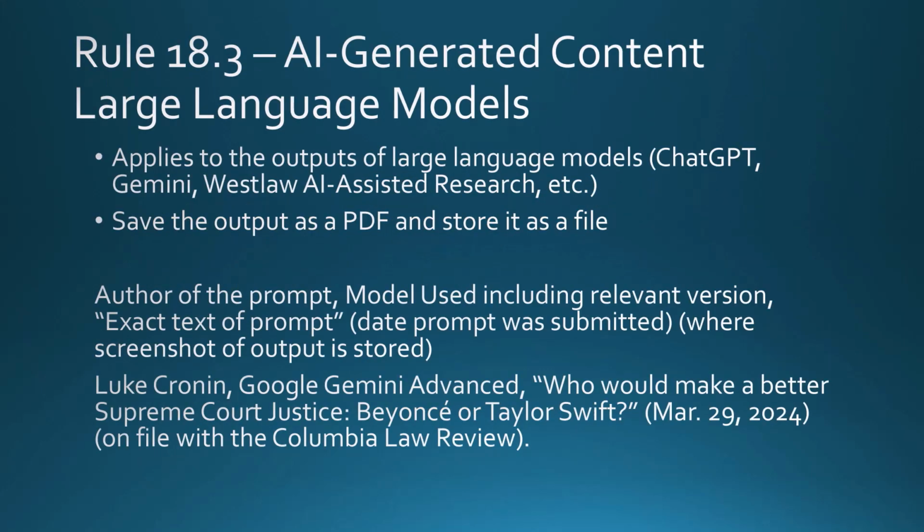The 22nd edition of the Bluebook added a rule on how to cite AI-generated content. The first part of this rule covers the output of large language models. LLMs are things like ChatGPT, Gemini, and Westlaw AI-assisted research. When using AI, take screenshots of the output and save it as a PDF. The citation requires the name of the person who created the prompt, the AI model, the exact text of the prompt in quotation marks, the date the prompt was submitted in parentheses, and where the PDF screenshot of the output is stored.